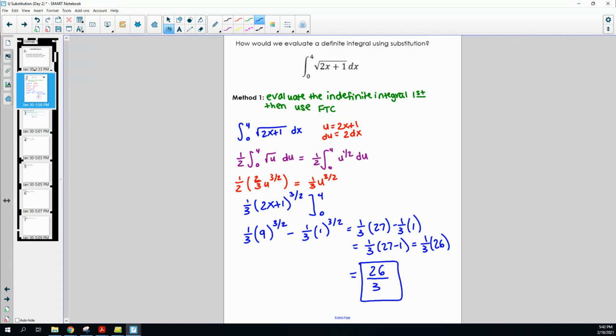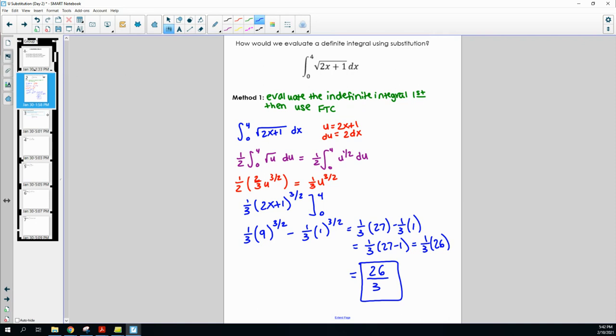Okay, so this was method 1, just doing what we did last class and identifying what u is, plugging the u in, and then changing the expression again by plugging the original expression back in for u, and then identifying what the values are when you evaluate it at the limits of integration.